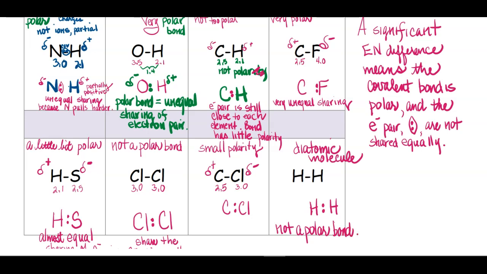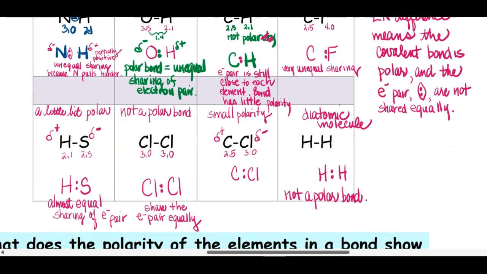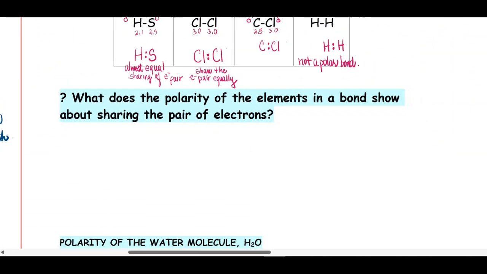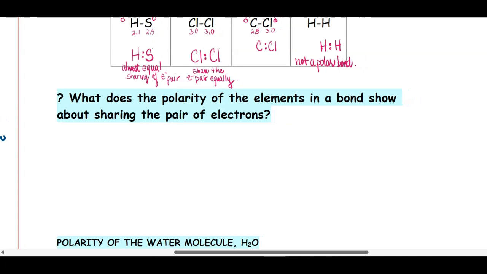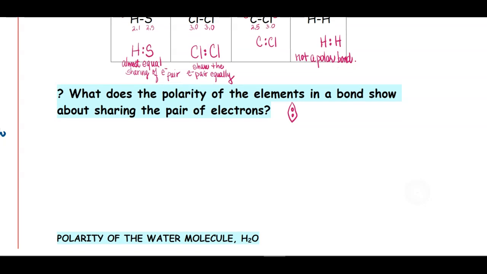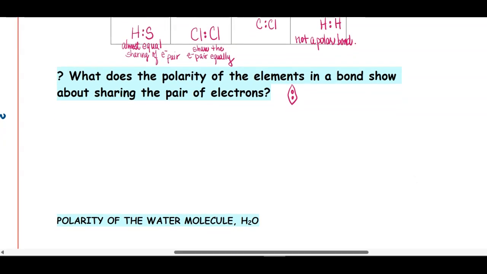All right. As technical as this is, I bet you now are going to be pretty good at it. So, the question is, what does the polarity of the elements in a bond show about the sharing of the pair of electrons? Which is this little guy. We said this was the covalent bond. It's like I put peas in a pea pod, right? Go ahead and write that answer.